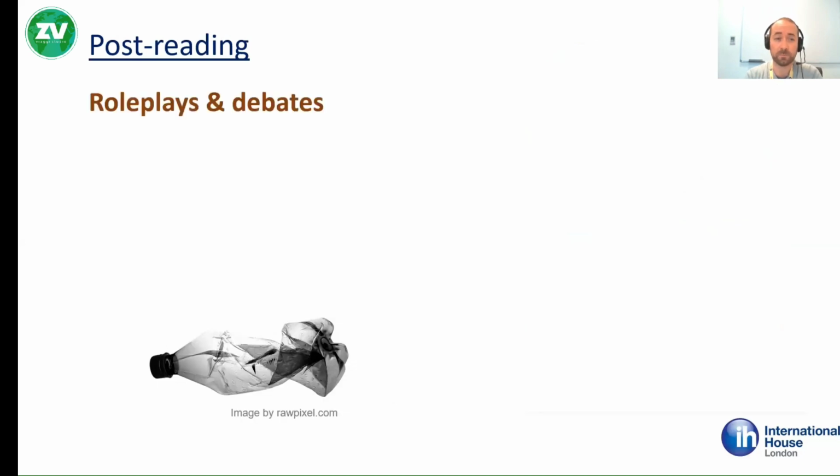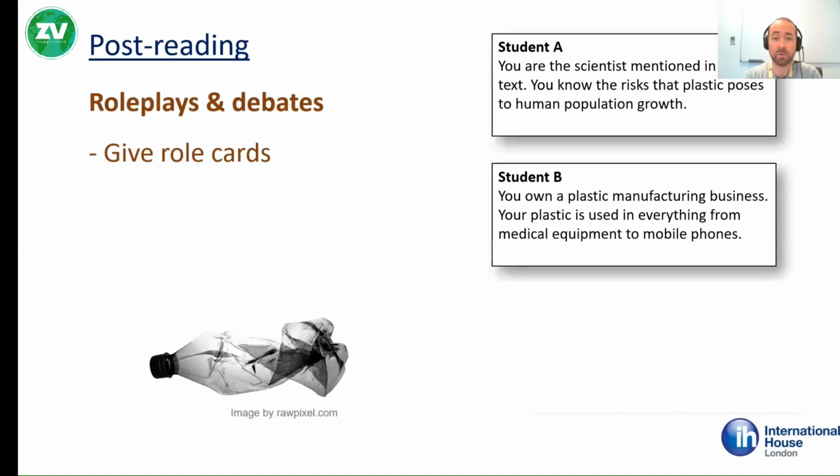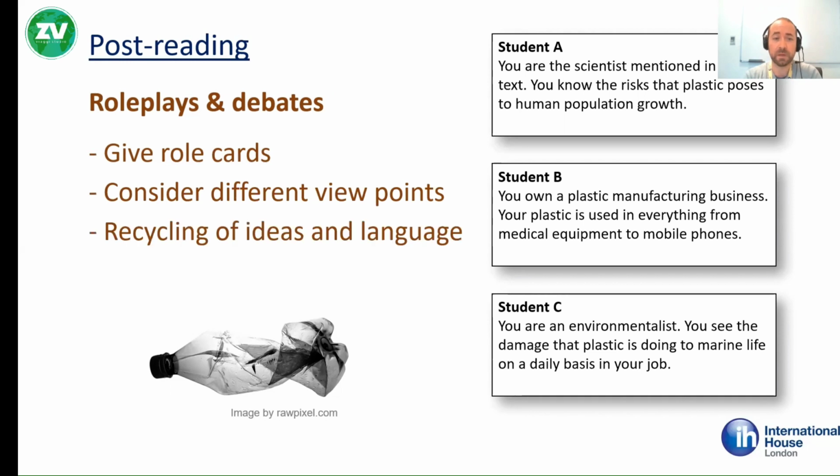Learners can also participate in role plays and debates based on the themes of the text. So the teacher can give role cards. For instance, student A might be a scientist. Student B might own a plastic manufacturing business. And student C could be an environmentalist. And this encourages learners to consider different points of view, recycle ideas and language from the text, and ultimately help to develop critical thinking.